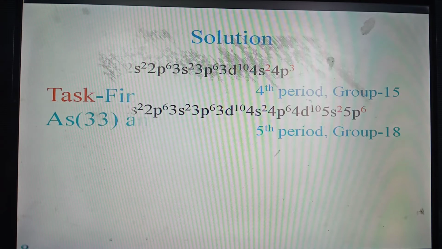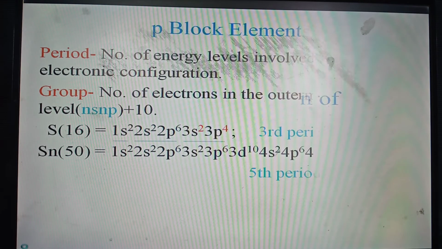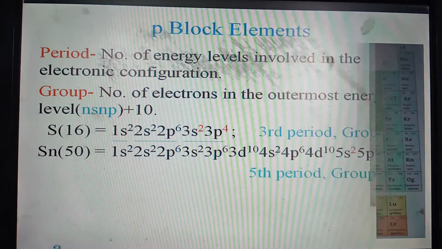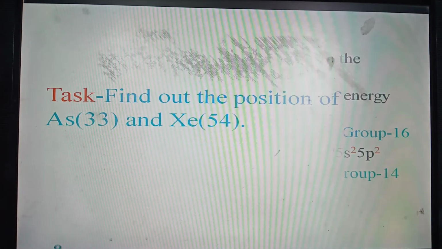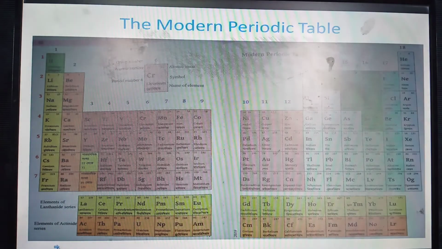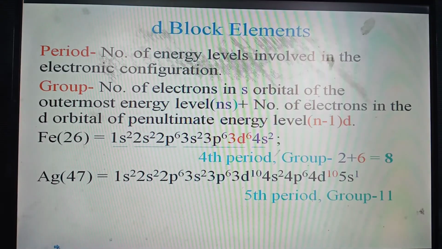Let us justify with the periodic table. Xenon, 5th period, and it is group 18. In this way you can determine the position of any p block element with the help of electronic configuration. Let us proceed to the next block, that is the d block elements.